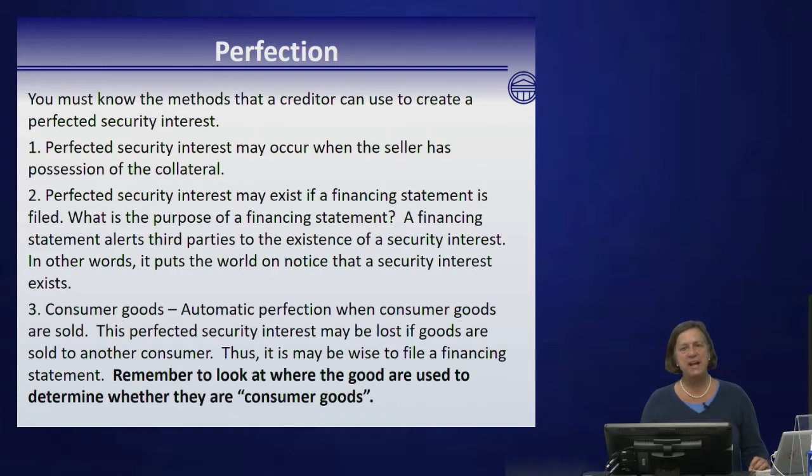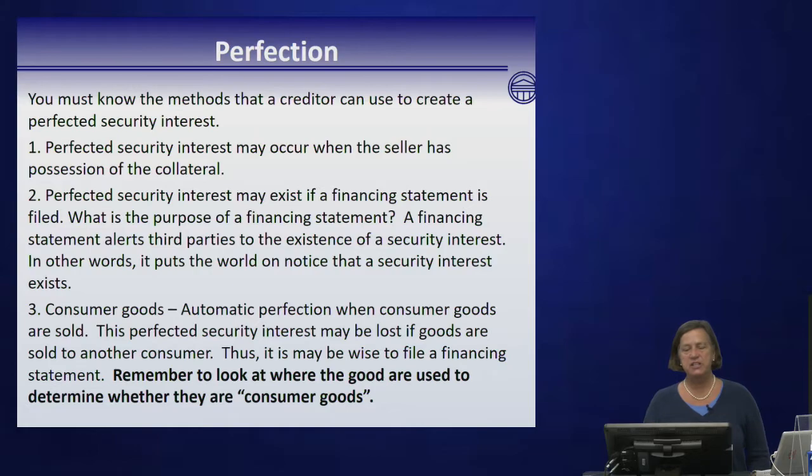Perfection. Perfection is the status you are trying to achieve if you are a creditor. Perfection gives you the best possible rights that you could have in that collateral. So you must know the methods that a creditor can use to create a perfected security interest. First, a perfected security interest may occur when the seller has possession of the collateral. So when could this happen? Well, a pawnbroker. Another example we talked about in class was layaway.